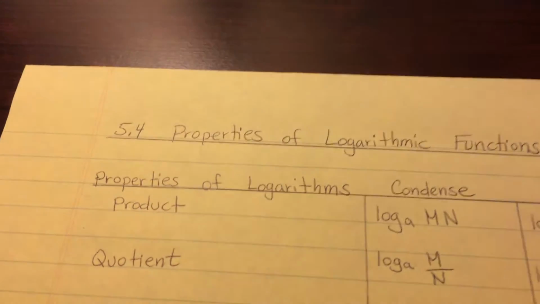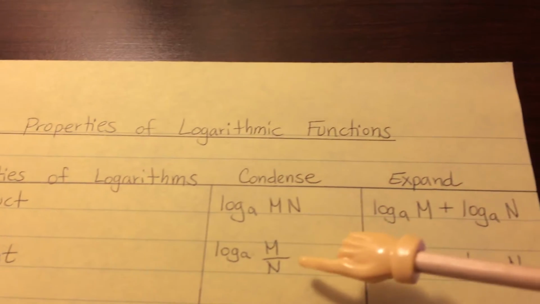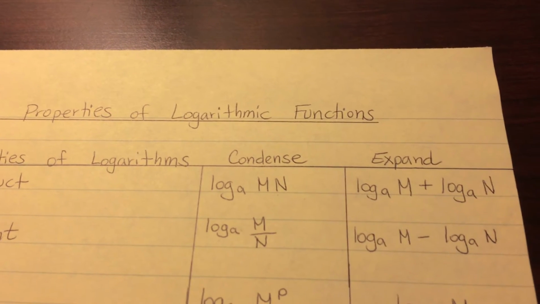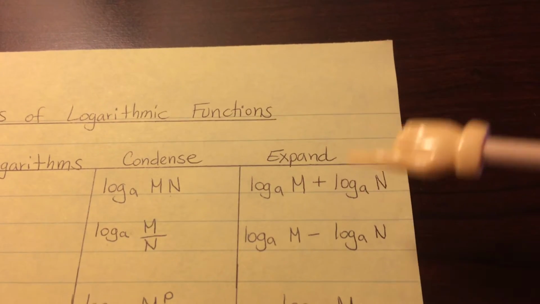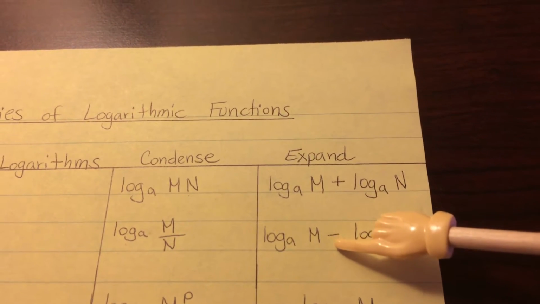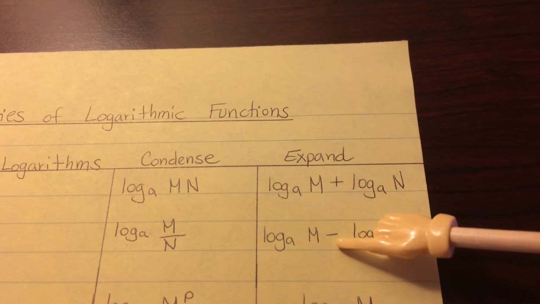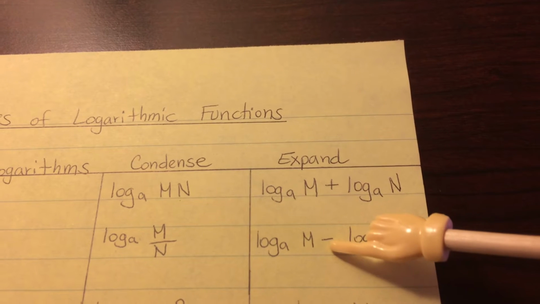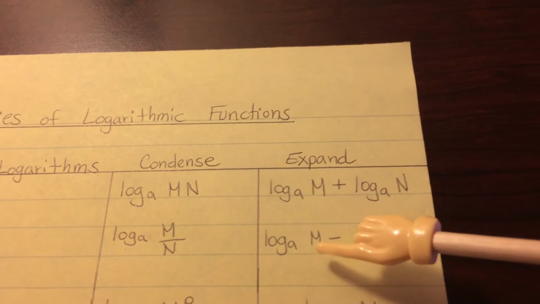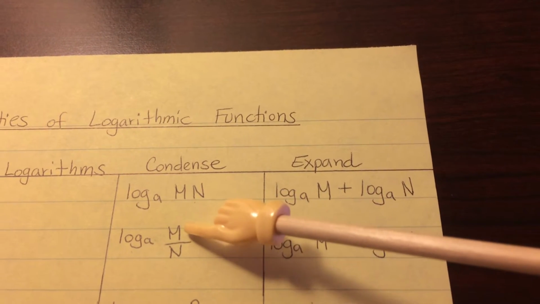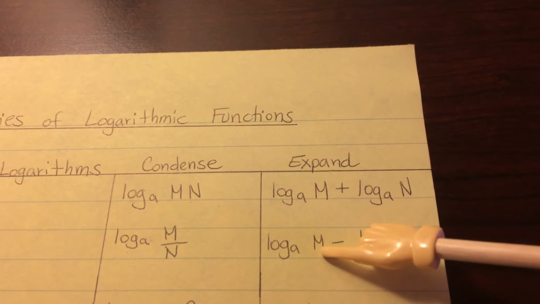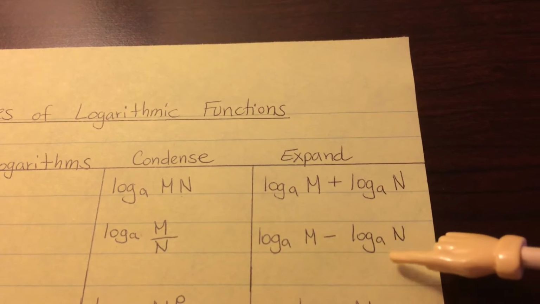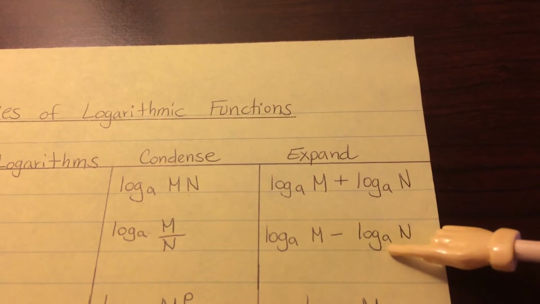The other one is the quotient. The quotient is the division. Again, the condensing part of it is the division sign. To expand it, you're going to separate the division with a minus. I usually remember the division sign as a big minus sign. So that's going to be the minus. Whatever's on the top is always the first part, and then it's minus, and then the n part. Again, it's still the same base.